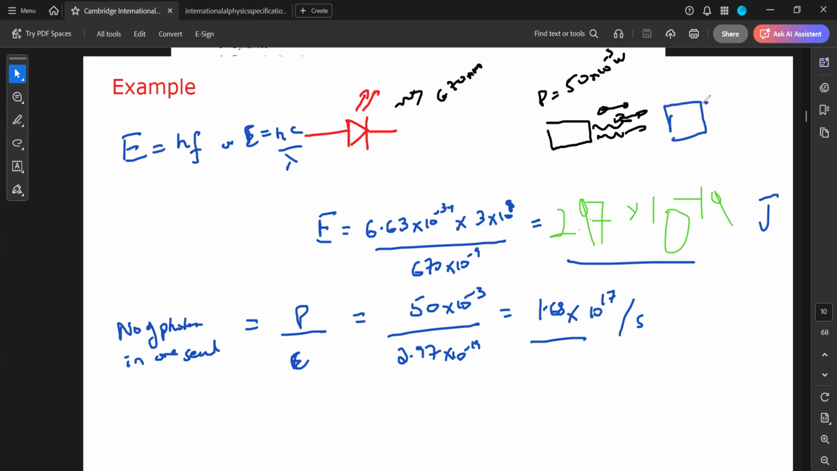So if you need the number of photons coming out every second, it's the power of the source divided by the energy of a photon. You will know how many photons will come out every second. Is it clear about the energy of a photon as well as the number of photons per second? Anyone having a doubt or a question till this point?